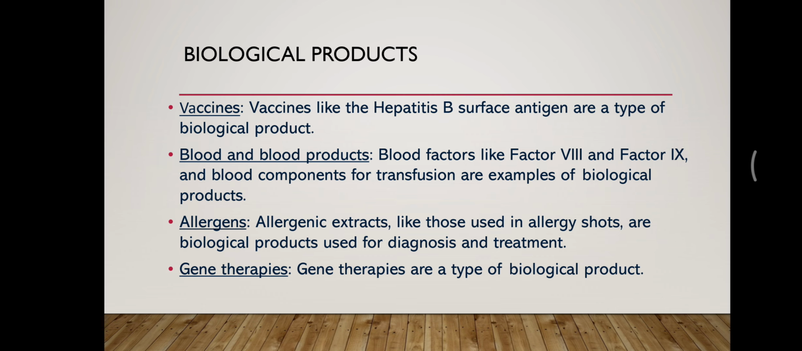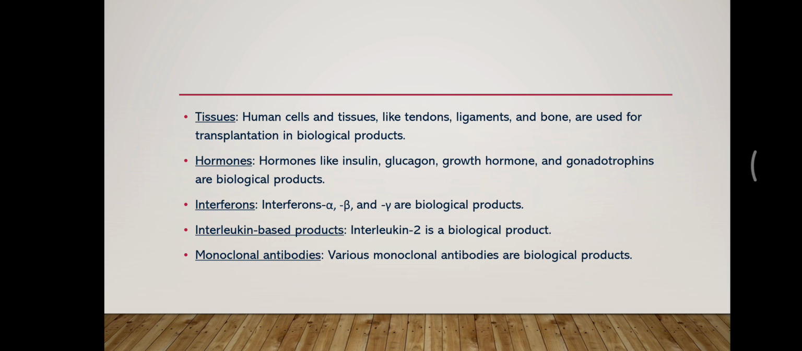Then different allergenic extracts like those used in allergy shots are also used as biological products for diagnosis and treatment purposes. Then gene therapy is one sort of biological product. Then different tissues like human cells, tissues, tendons, ligaments, bone marrow tissues are also used as biological products, which are synthesized in pharmaceutical industry.